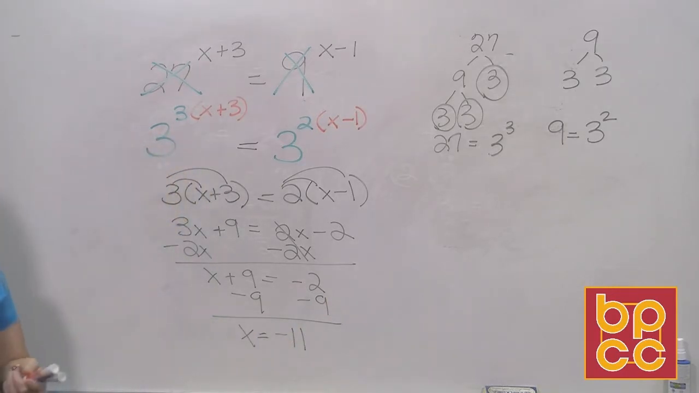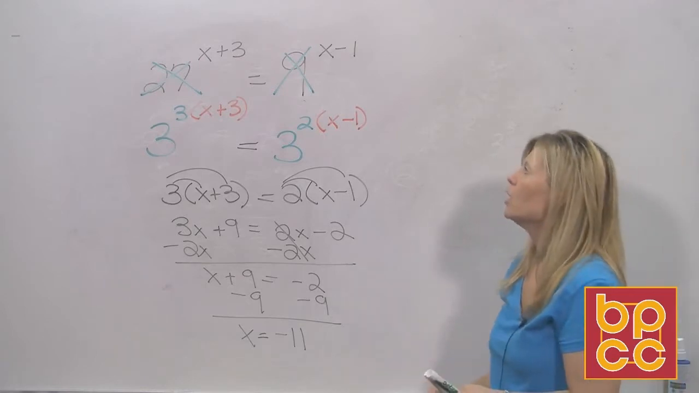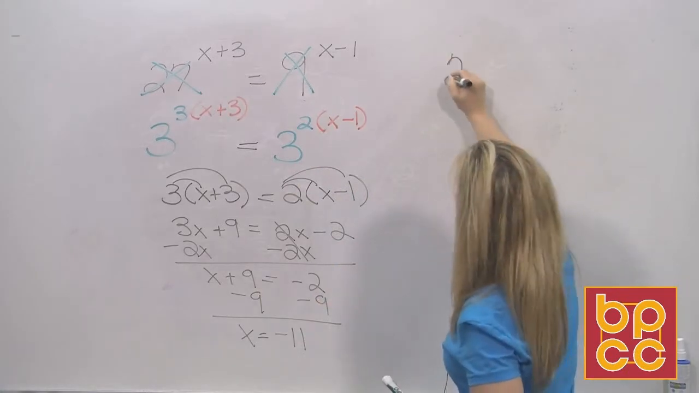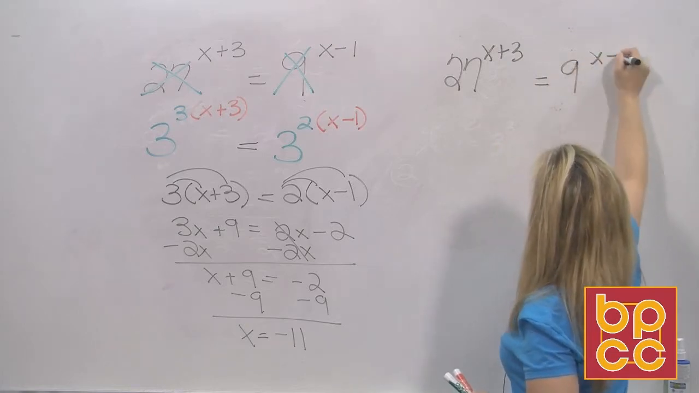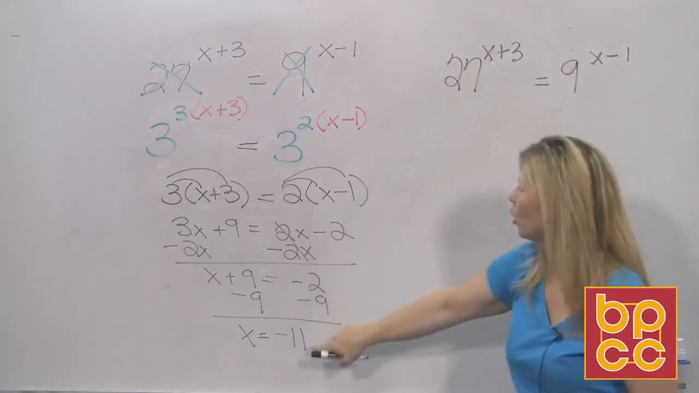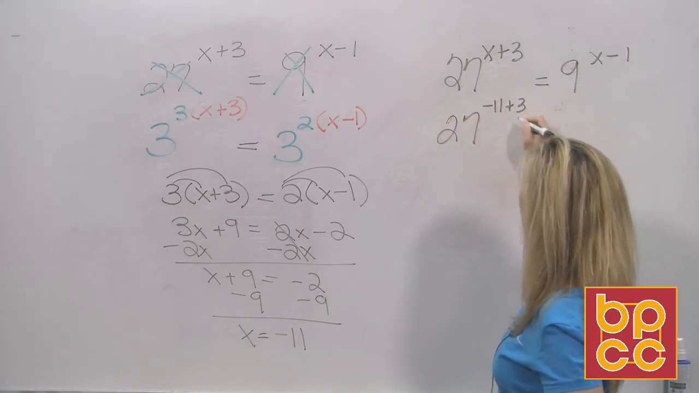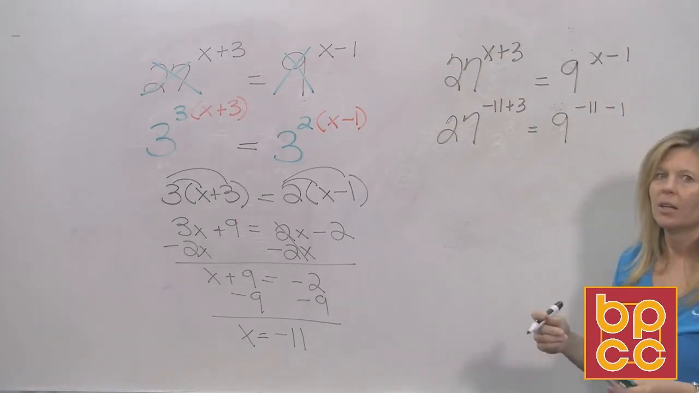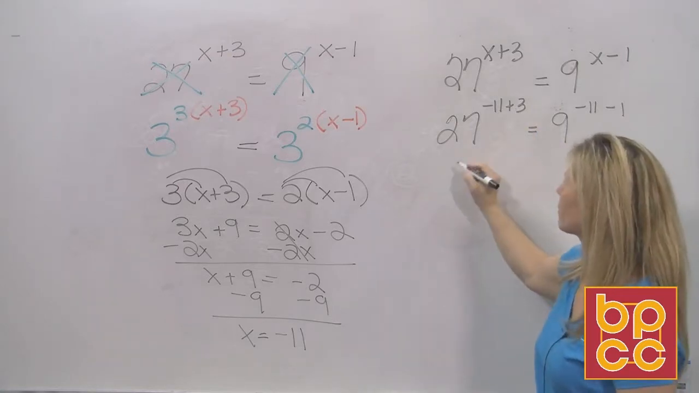Okay, every time you solve, what must you do? That's right. You've been working through all these modules. You know you have to check your solution. So when you check, where do you go back? You go back to the original. So I'm going to write the original over here for our check. And we are going to replace each x with a negative 11. So we get 27 to the negative 11 plus 3 equals 9 to the negative 11 minus 1. You all know you can only have one number in an exponent spot. So we're going to have to combine these numbers in the exponents.